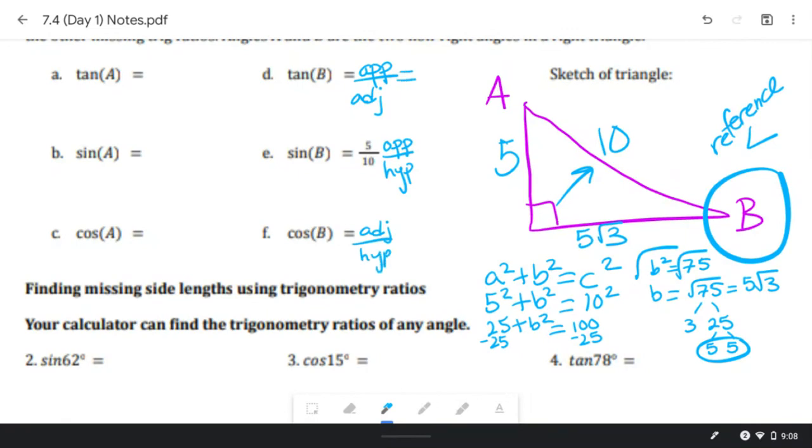And I'm going to keep the same reference angle, and then I'll switch it to A, and you'll see the difference. So for that one, opposite is 5 for tangent of B. Adjacent is 5 over square root of 3. We just found that out. And if you notice, you're going to get 5 over 5. So those are going to cancel out, and I'm left with 1 over the square root of 3. 5 over 10 for sine of B, you can reduce that to 1 over 2.